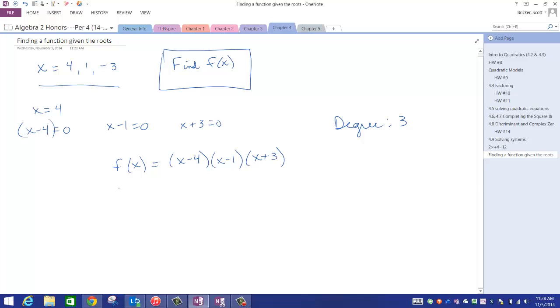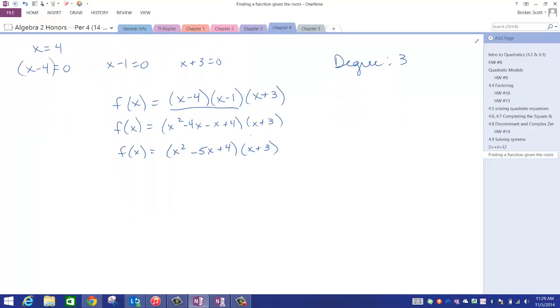To go further from here, I would just expand these parentheses, these factors that I have here. I'll start by foiling these first two. So I get x squared minus 4x minus x plus 4. My x plus 3 comes along for the ride. And then simplifying here, I get a trinomial, which is x squared minus 5x plus 4 times x plus 3.